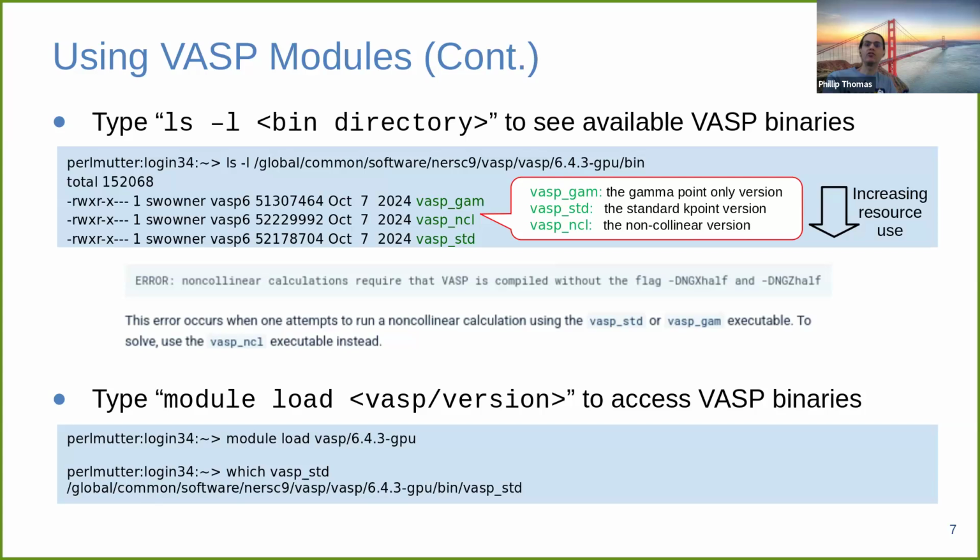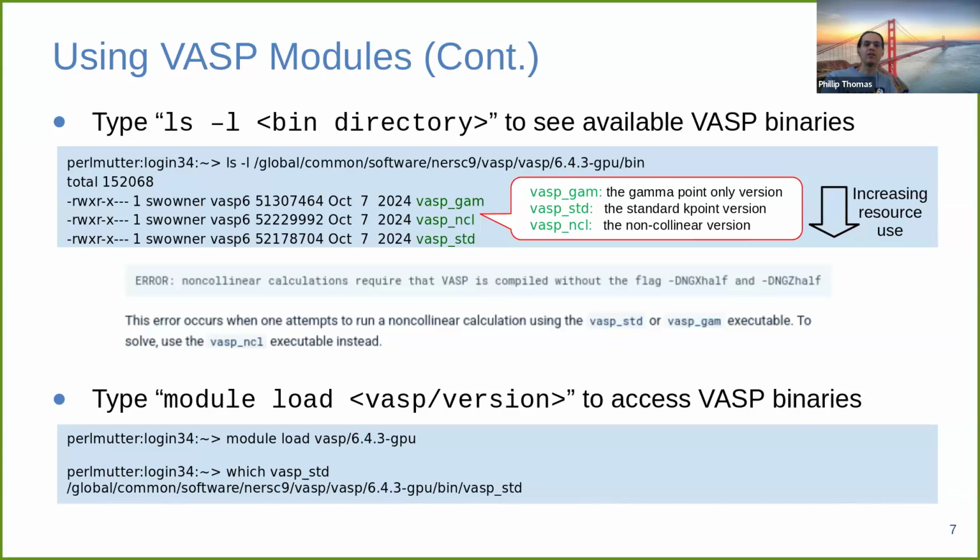One more thing to note is that users that typically use VASP Gamma or VASP Standard sometimes will switch to non-collinear VASP NCL for non-collinear calculations. And note that the resources of non-collinear are higher than the other two versions. So if you're running this, you may need more CPUs or memory in order to complete your job. So just be aware of this if you're switching from standard or gamma to non-collinear.